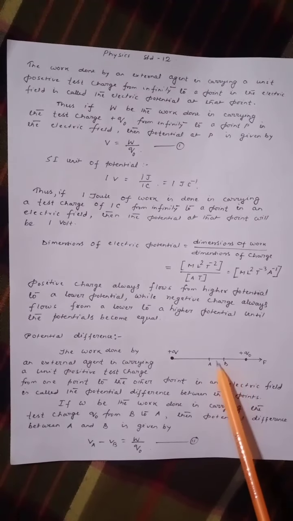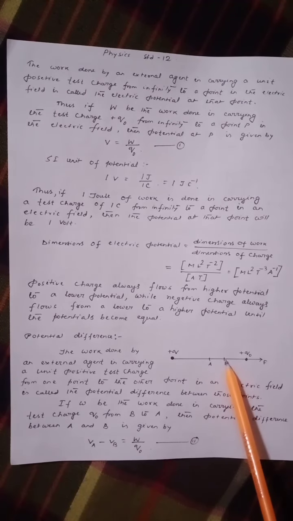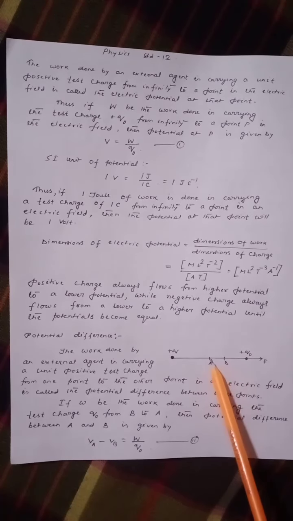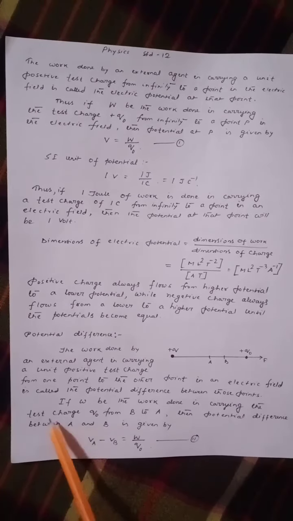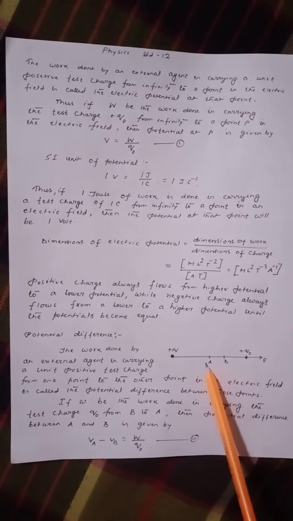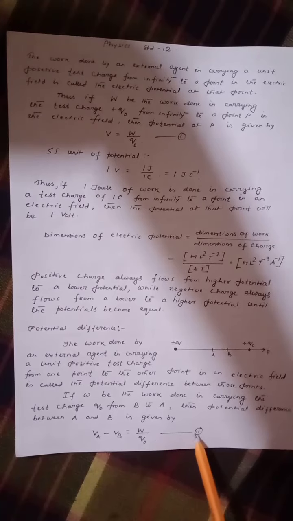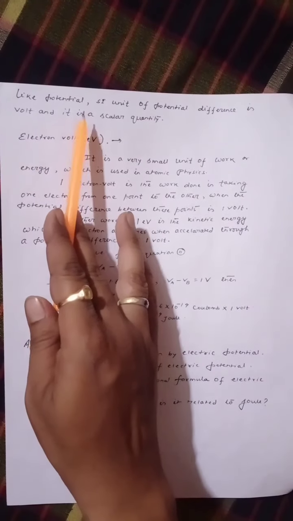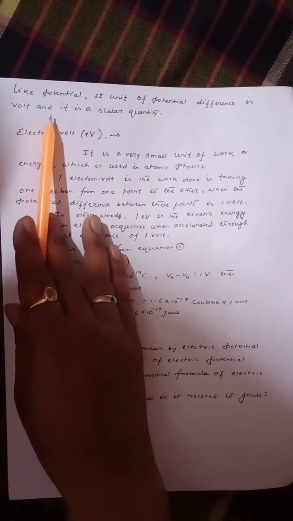This means, if we have to find the potential difference between A and B, it is the work done to shift a unit positive charge from B to A. If W is the work done in carrying the test charge Q0 from B to A, then the potential difference between A and B is given by VA - VB = W/Q0. Let this be equation 1. Like potential, the SI unit of potential difference is also volt, and it is also a scalar quantity.